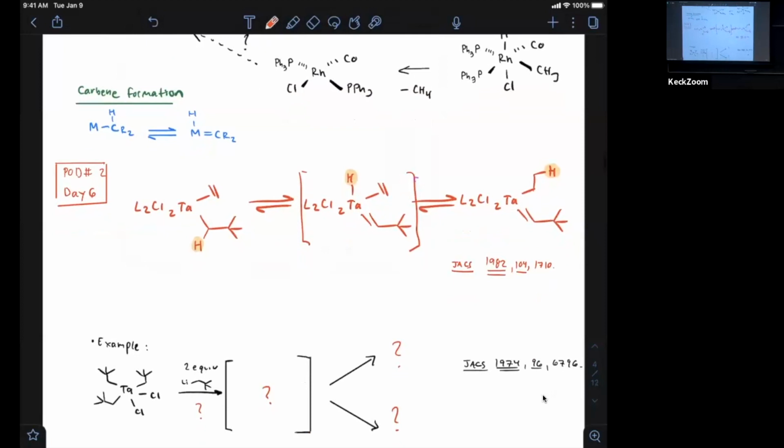Let me set this up with this next part, pointing out the electron inventory here. So can you help me with this, Jenny? What do we have here? Tantalum is what oxidation state? Three plus, which is d2, and then overall what?